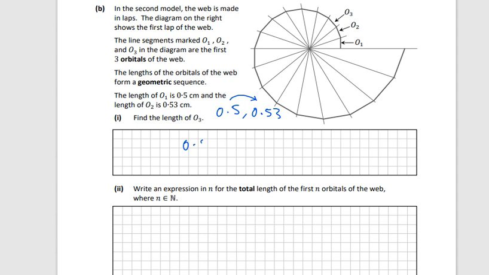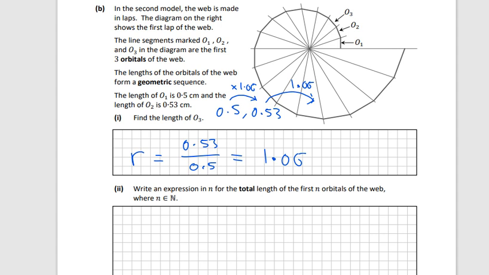So if I do 0.53 divided by 0.5, that will give me what r is, the common ratio, and that's 1.06. Therefore, each term in the sequence is being multiplied by 1.06. So you're going to take 0.53 and multiply it by 1.06 to get to the next one, and so on. So we're just multiplying by 1.06 every time.